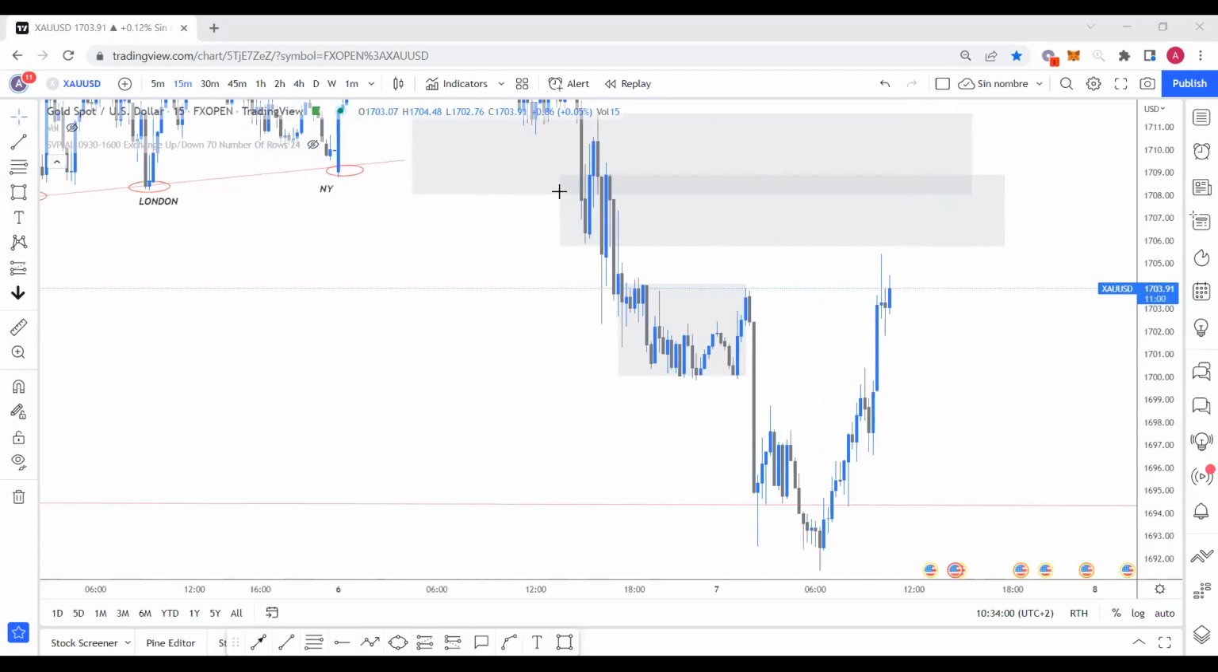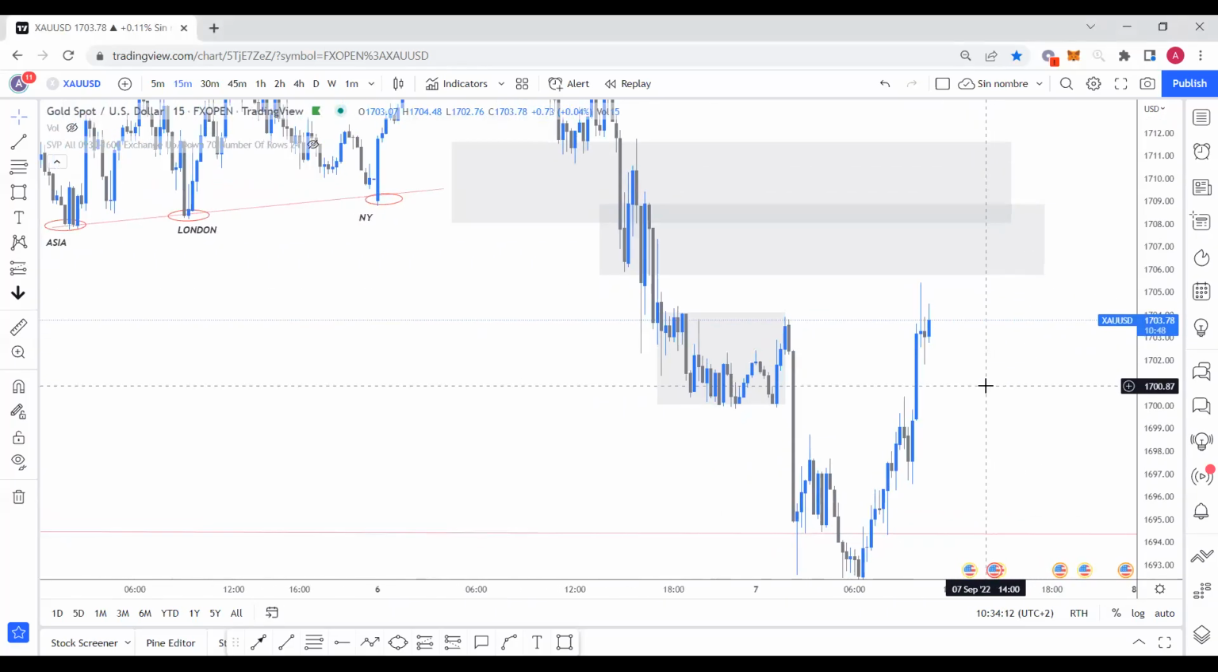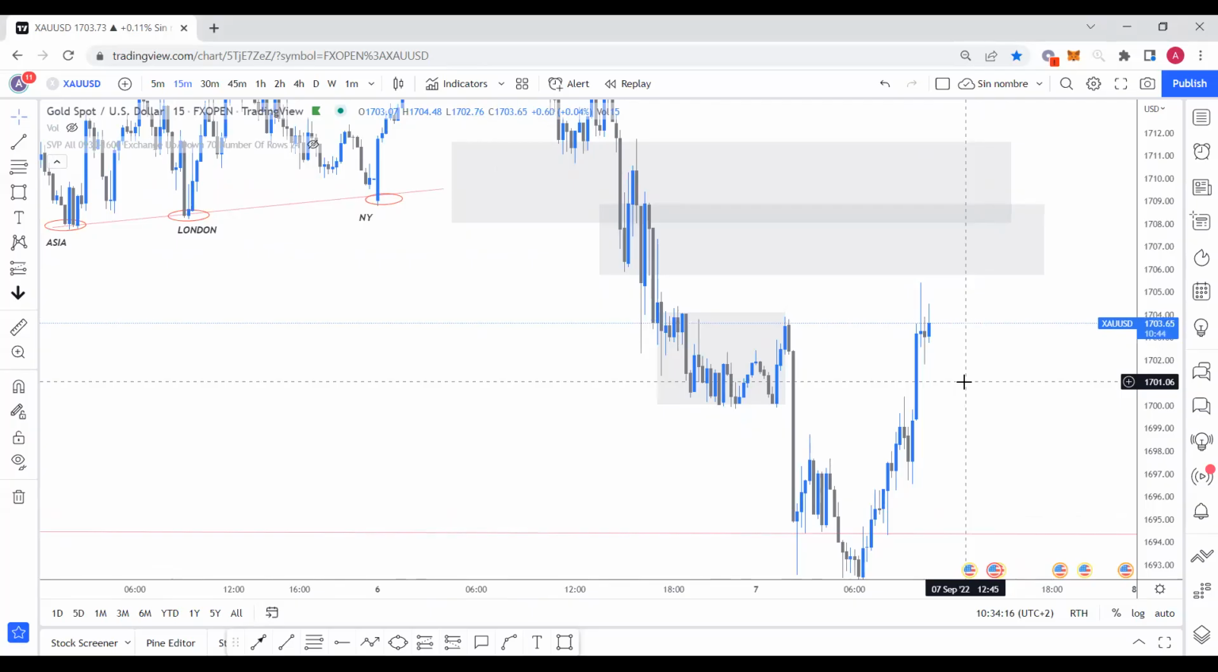Okay, guys, so this was more or less the explanation of what happened on today's trade. Okay, let's see. Now let's move on to imbalances. Let's look at the most important things you need to know about imbalances. You don't need to know everything, but let's look at the most important things.